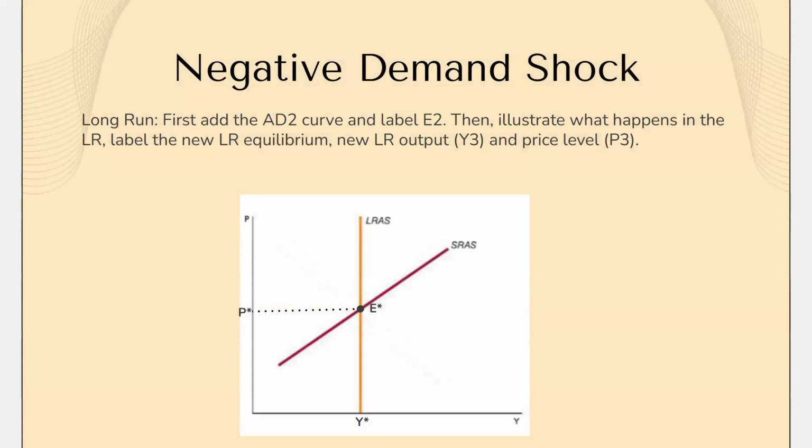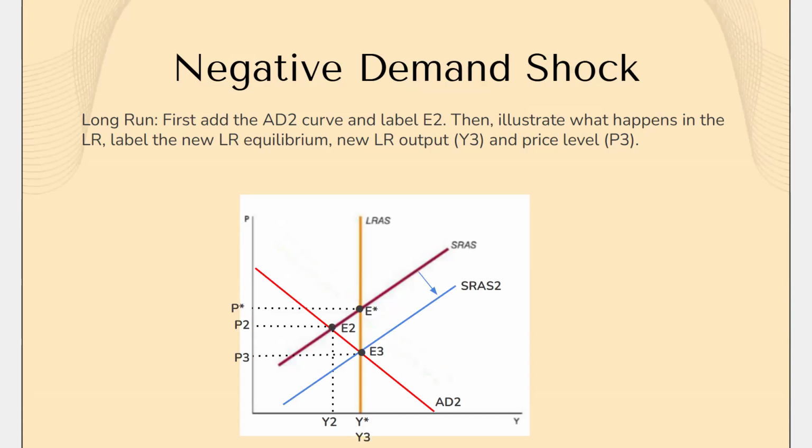Same steps as before. First, add the shifted aggregate demand curve and label the new equilibrium. Then illustrate what happens in the long run. Label the new equilibrium, long run equilibrium, new long run output, and new long run price level. The aggregate demand curve shifted to the left as previously taken from the short run. In order to return to equilibrium, the short run aggregate supply curve will have to shift to the right, returning output to its original quantity and decreasing price even more.